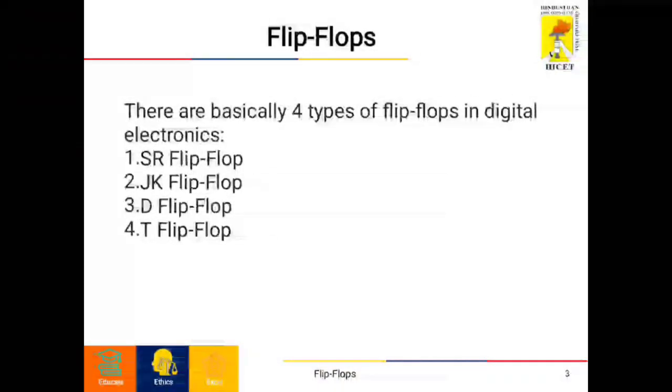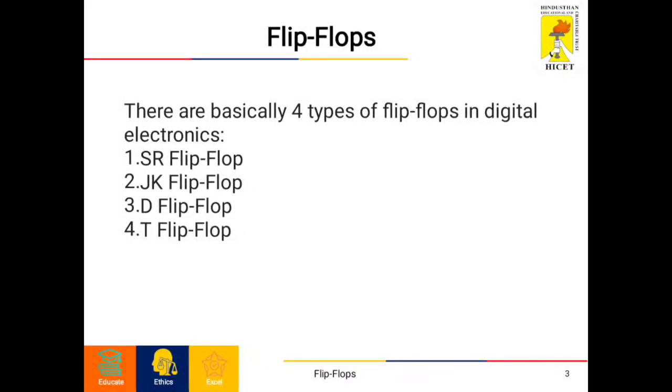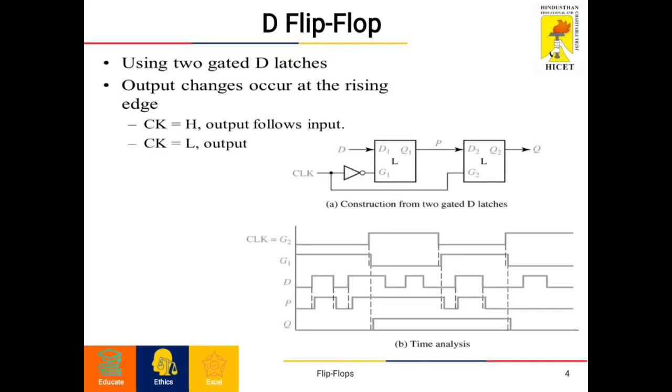Types of flip-flops. There are basically 4 types of flip-flops in digital electronics. The first one is SR flip-flop, the second one is JK flip-flop, the third one is D flip-flop, and the fourth one is T flip-flop. Now let's see about D flip-flop.